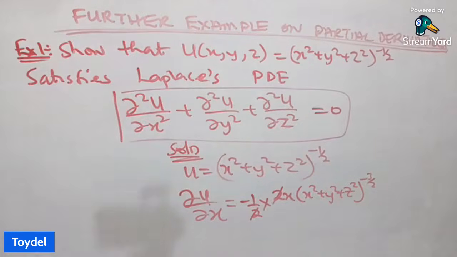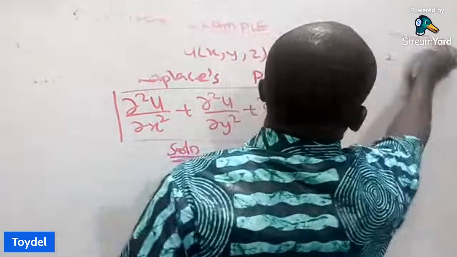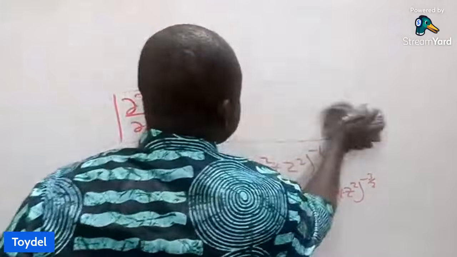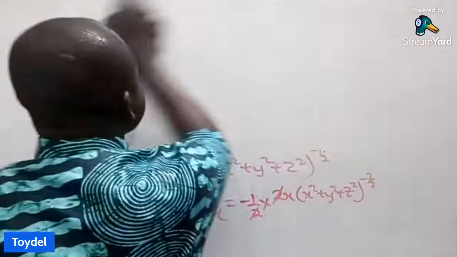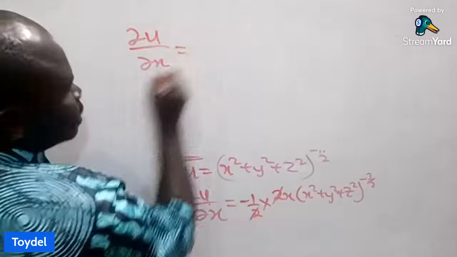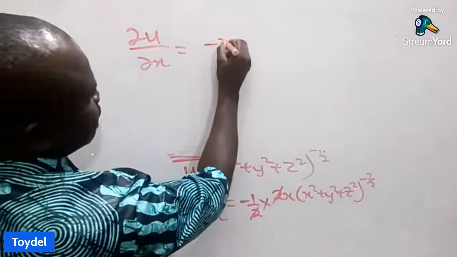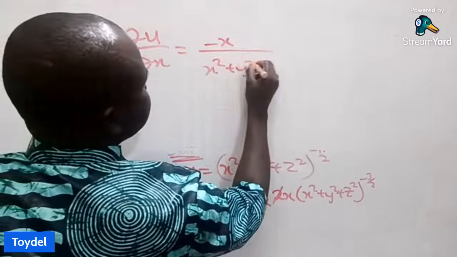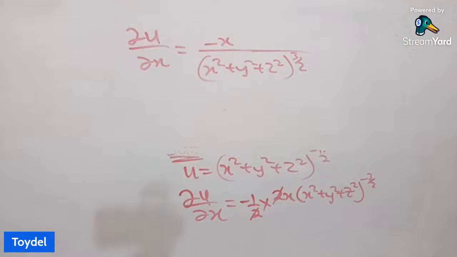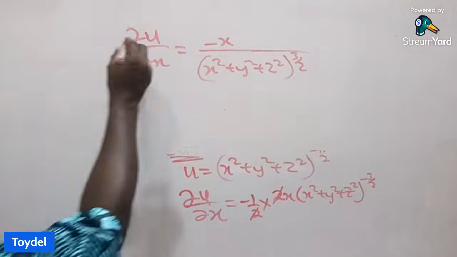At the end of the day, we are going to get the partial derivative of u with respect to x as, I just want to rewrite, minus x all over x squared plus y squared plus z squared, everything raised to 3 over 2. That will be the value. I just try to apply indices to rewrite that. That's what you're going to get. I will now go ahead and differentiate this a second time.